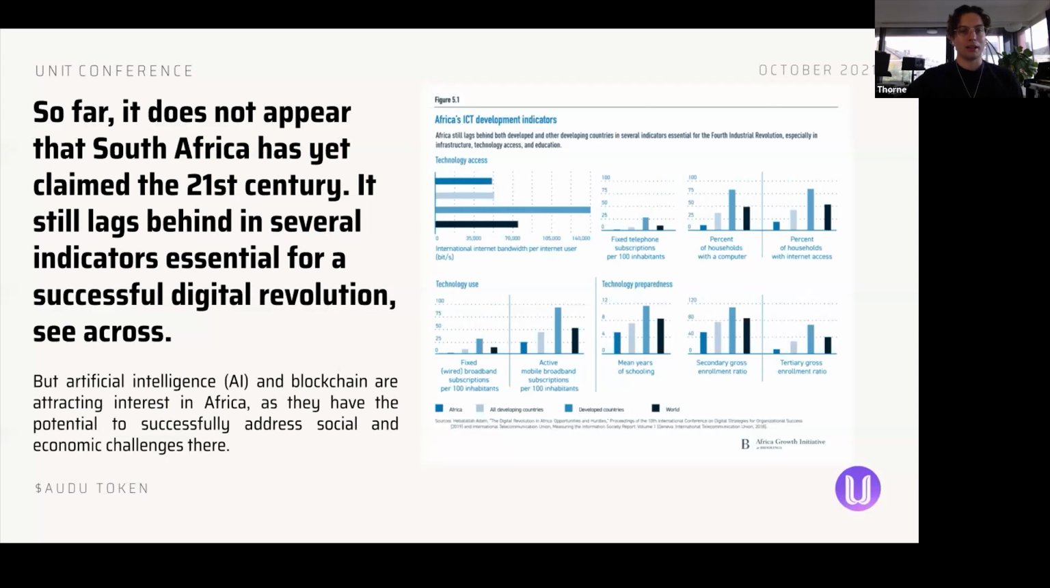So far, it does not appear that South Africa has yet claimed the 21st century. It still lags behind in several indicators essential for a successful digital revolution. See across here. Let me just make this out of the way.